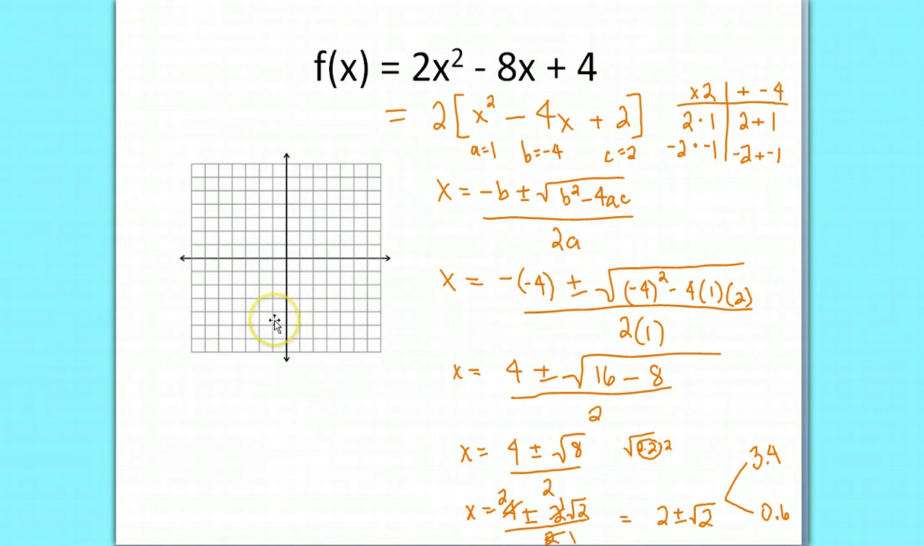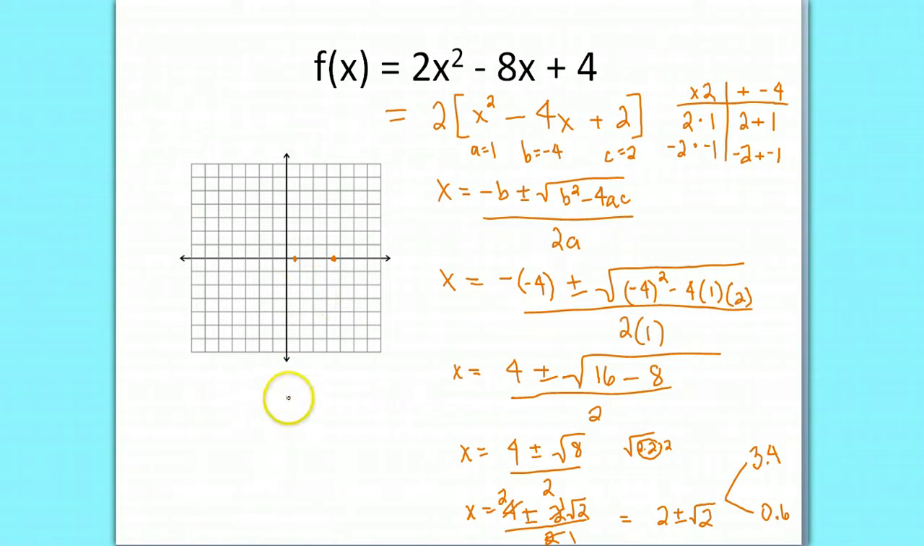Okay, so we're going to graph those values. So 3.4, we'd go 1, 2, 3. 3.4 is about there. And 0.6 would be a little bit more than 1/2. Okay, so those are our two x-intercepts. That's the first thing you want to find, your x-intercepts.